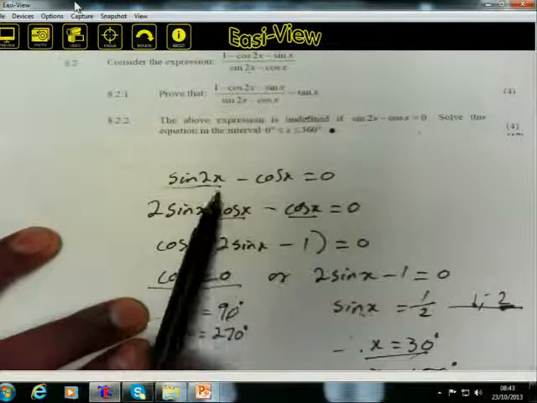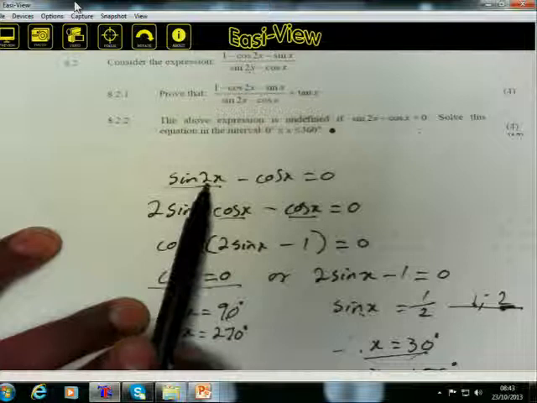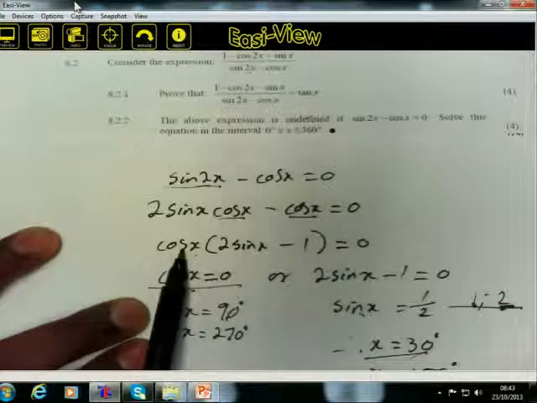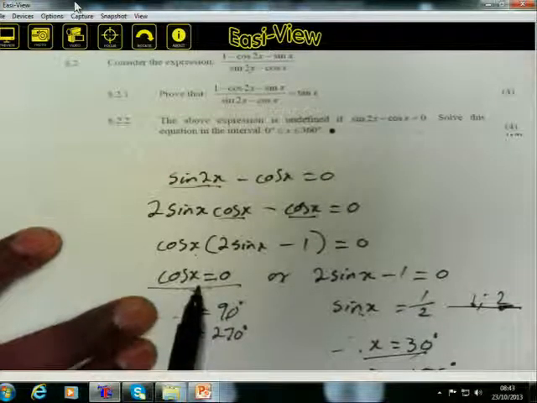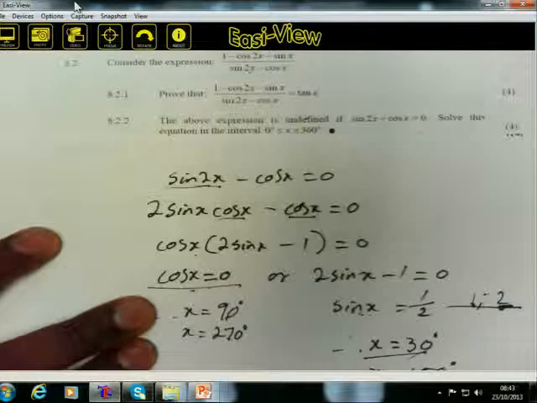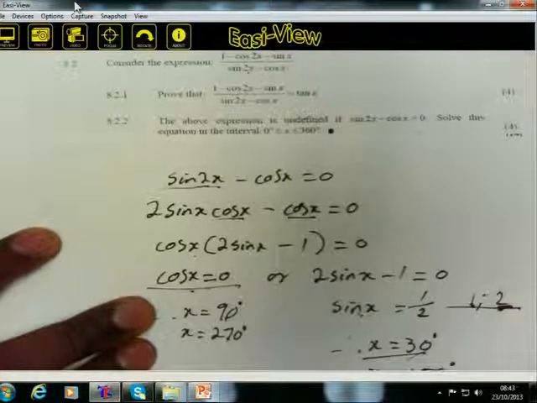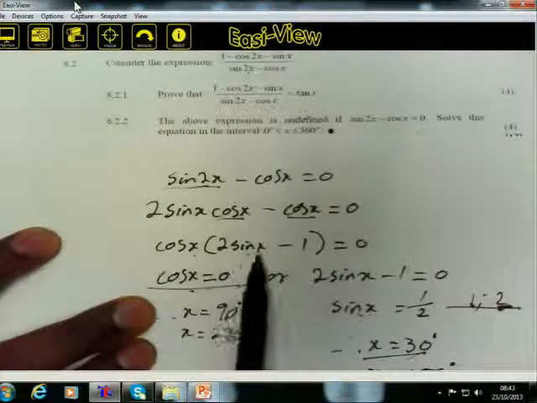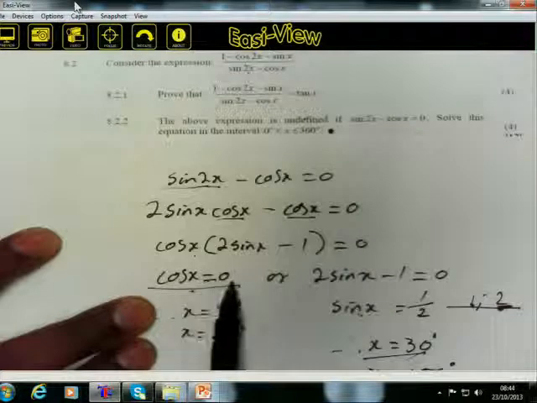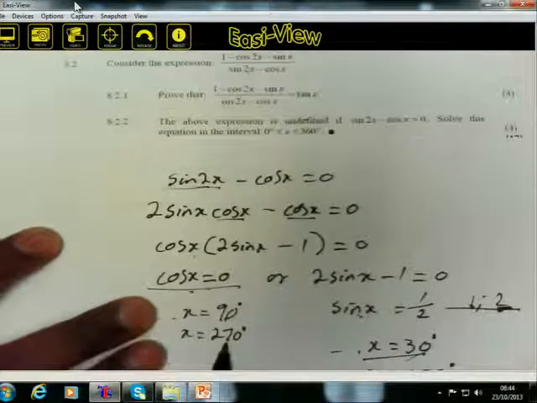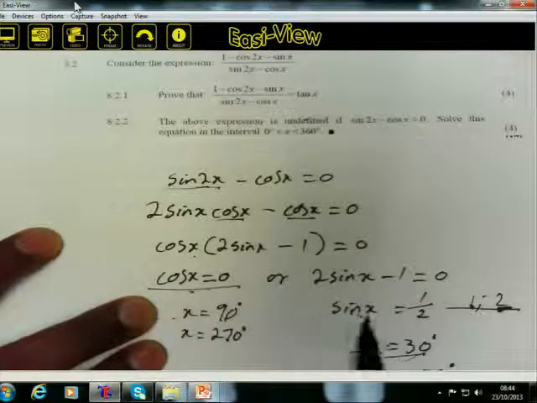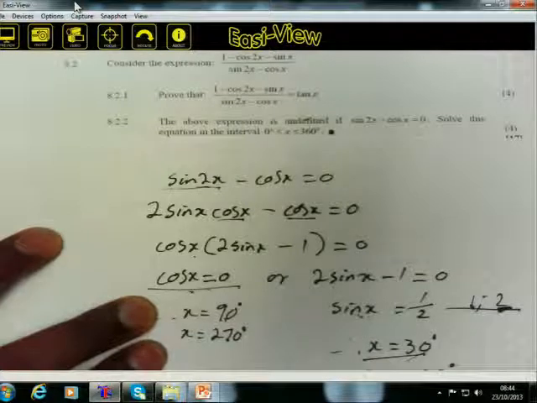So if we solve this equation, the first step, double angle, reduce it to 2 sine x cos x, take out a common factor, then it means cos x is equal to 0, or 2 sine x minus 1 is equal to 0. If you solve cos x is equal to 0, x will be 90 and x will be 270. For 2 sine x minus 1 is equal to 0, make sine x the subject of the formula. Therefore, sine x is equal to 1 over 2. When you solve it, x is 30 degrees, x is 150 degrees.